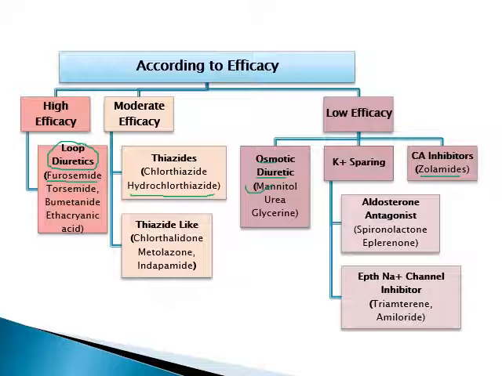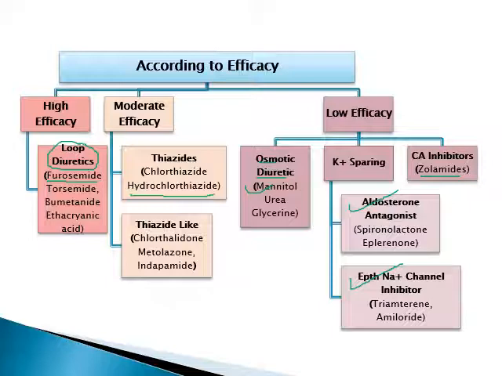And lastly, we have potassium sparing diuretics. Again, it is of two types. One is aldosterone receptor blockers, and another group is that which will block the sodium channels present in the epithelium, that is epithelial sodium channel blockers. In aldosterone antagonists, we have spironolactone and eplerenone, while in epithelial sodium channel blockers, we have triamterene and amiloride.